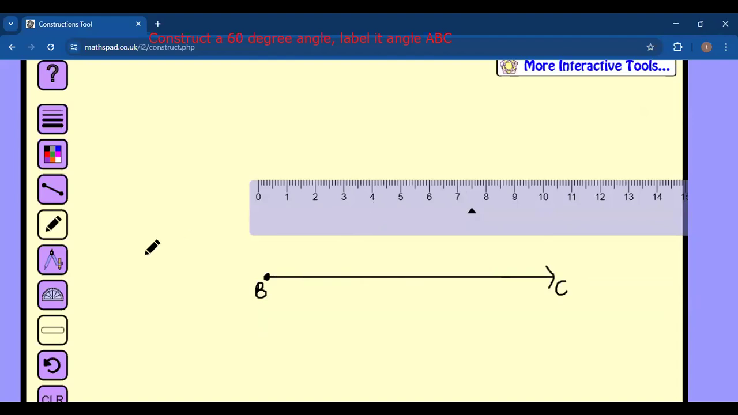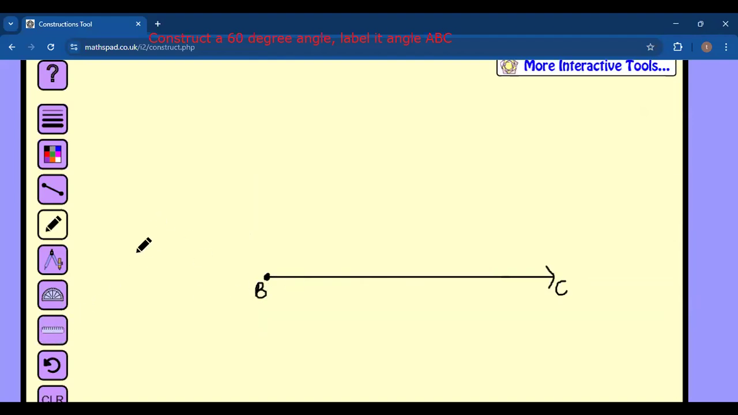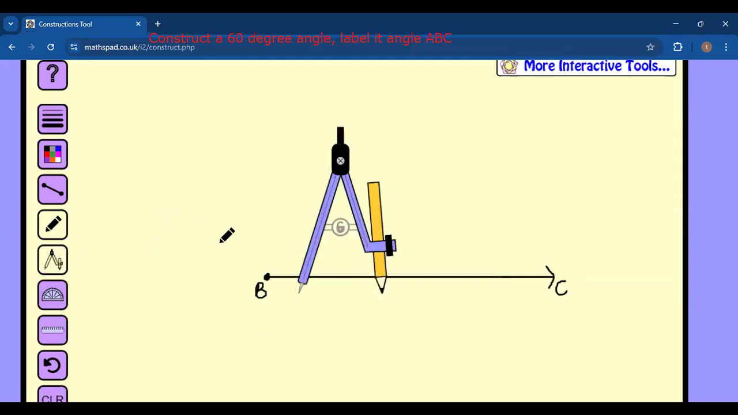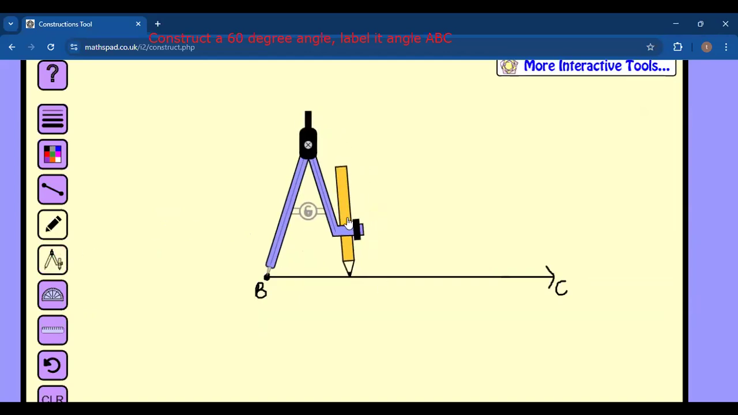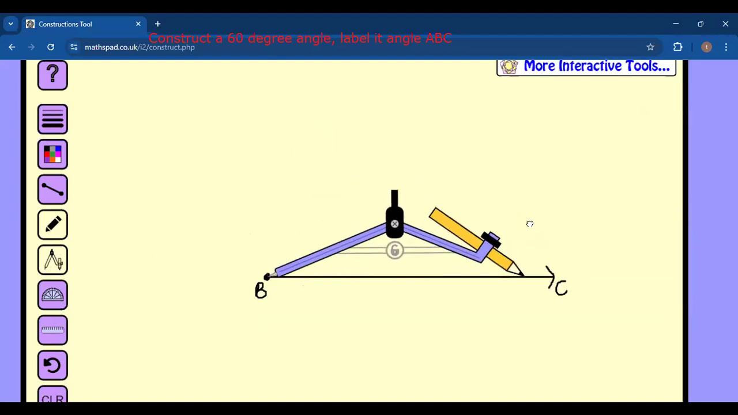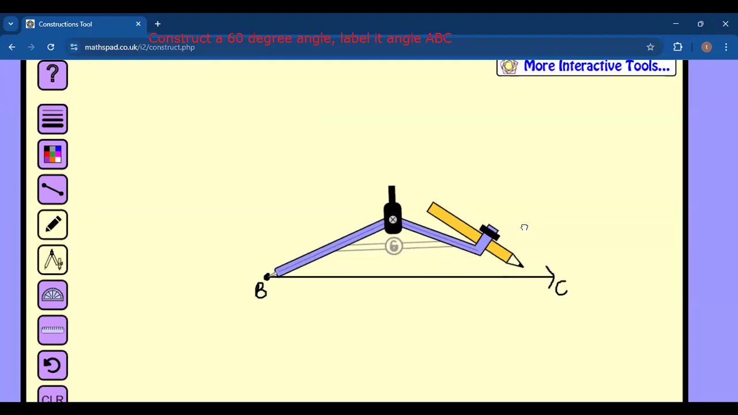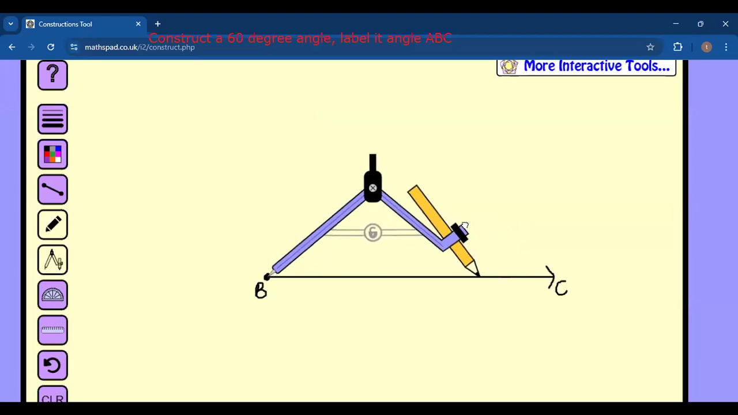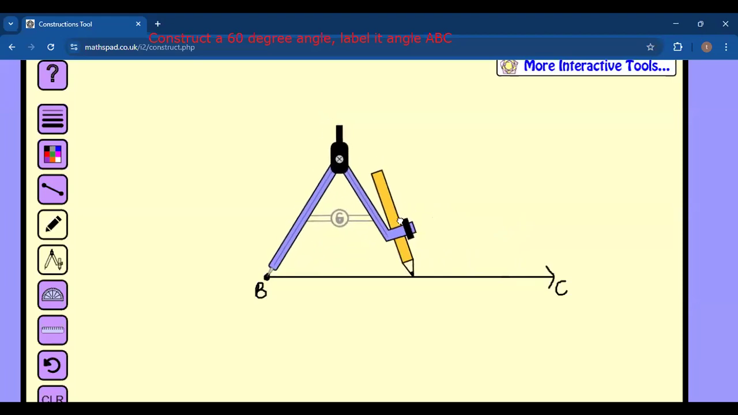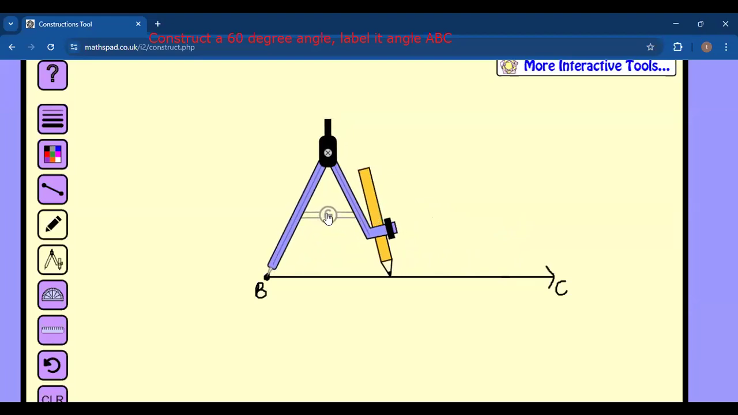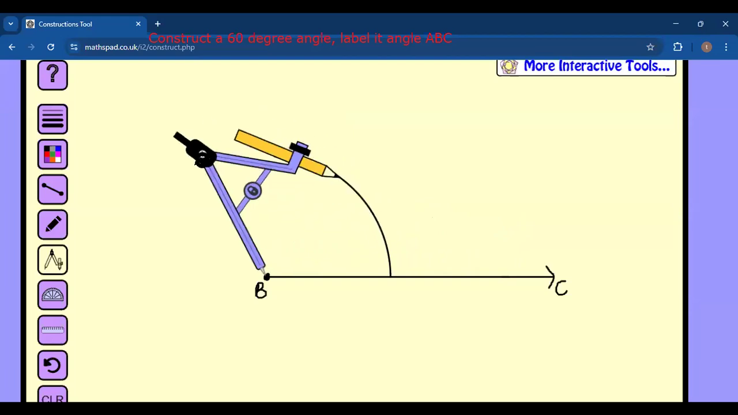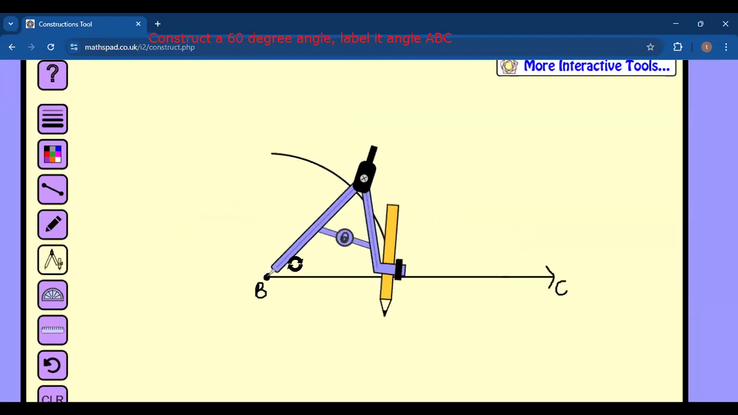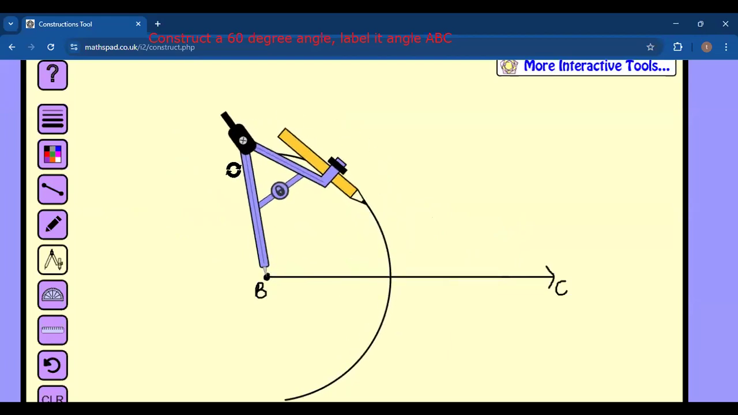Now what we're gonna do at this point, get it? Point. We're going to get our compass. Are we gonna put the compass here? No, sir. Are we gonna put it here? No, sir. Are we gonna put it here? Yes, sir. So we're gonna lock it and we're gonna draw a curve. An arc. Very good.